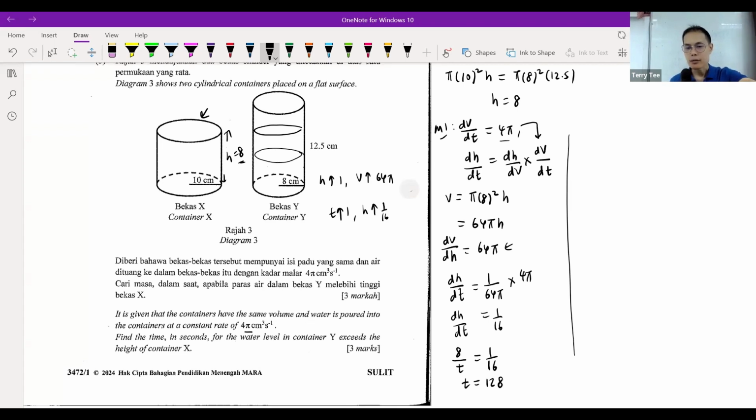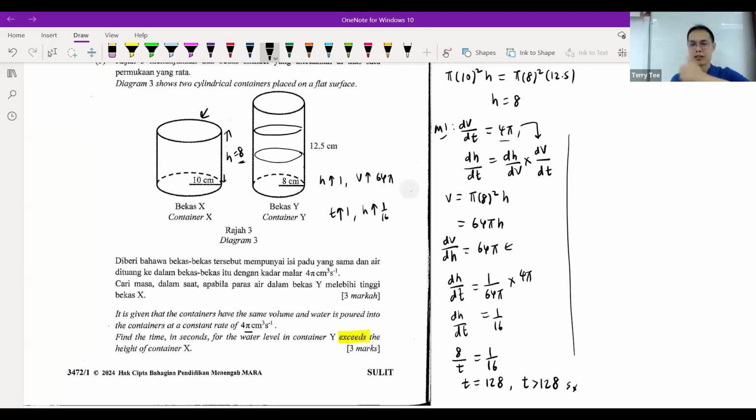Because the question uses the term exceed, and they didn't ask for the minimum. If they said what is the time to the nearest second, the minimum time taken, then you have to take the integer value. But here they didn't give exactly what is the time. So whether it's the minimum or nearest second, we will just leave it as inequality, t greater than 128 seconds. The unit is in seconds. So this method is really long, actually.